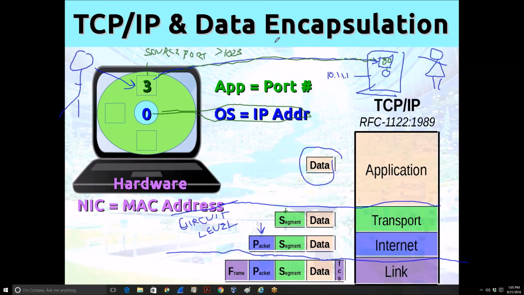When I know the IP and port, when I say 10.1.1.1:80, that's a socket. And sockets identify the circuit that I need to get to.